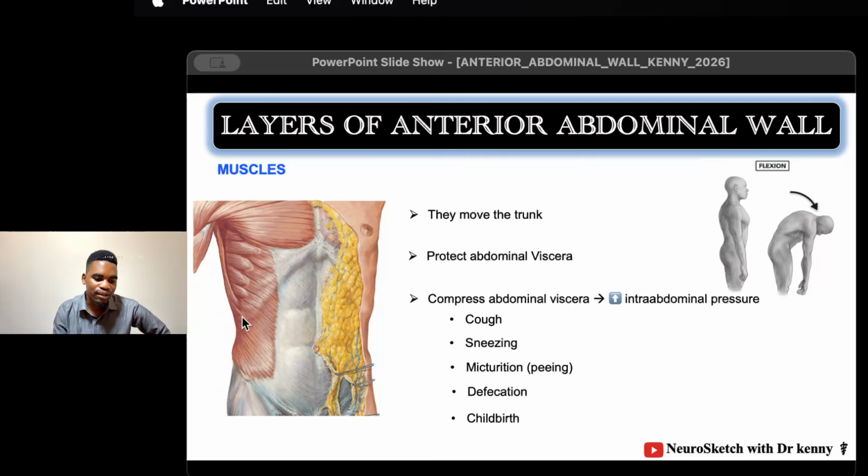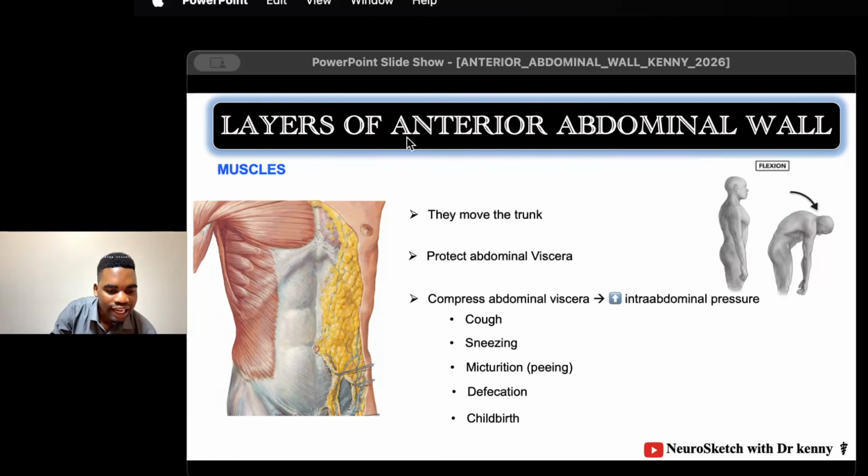So these are the muscles we've seen. We have 4 muscles: external oblique, internal oblique, transversus abdominis, and rectus abdominis. What is the function of these muscles? They move the trunk by flexion and lateral flexion. So when you're discussing each muscle in turn, you'll be hearing that this one does flexion, this one does the lateral flexion of the trunk. They move the trunk in that fashion.